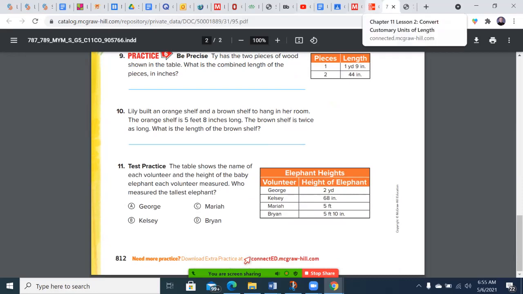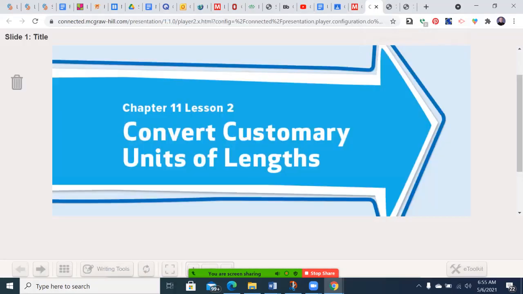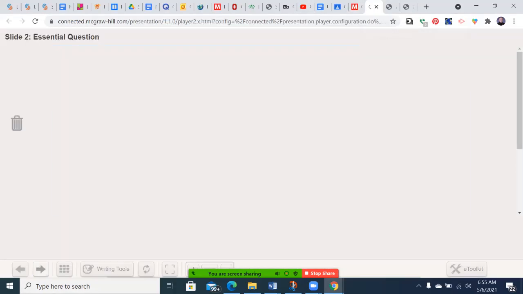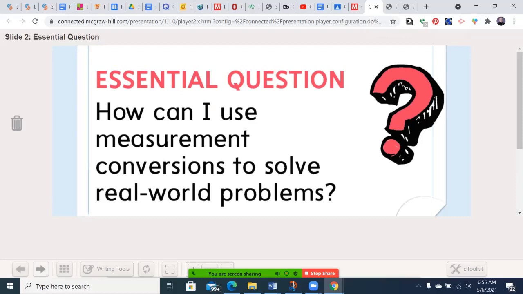So let me get into the actual lesson today. Our essential question in this chapter is, how can I use measurement conversions to solve real world problems? Trust me, you will actually use this in the real world. Anytime you need to go to Home Depot or Lowe's or wherever to purchase things, it's not always going to be in the units that you're comfortable with. You're going to need to be able to convert in order to either get the best deal for your money or get the correct length. It all depends.